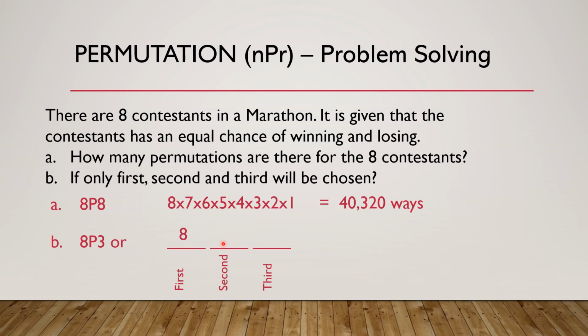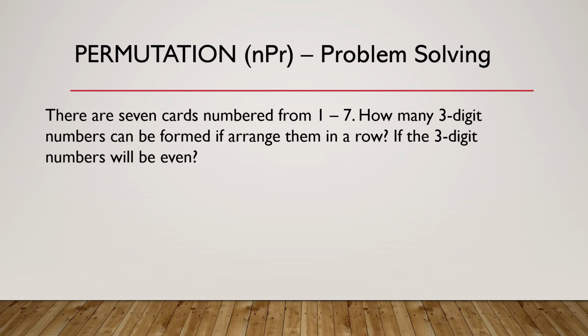Why is it 7? Because we have a first place, so we are using 1 contestant already. Therefore, we now have 7 choices. And what about the third? Since we are using 2 contestants for the first and second, there will be 6 choices. So 8 times 7 times 6 is 336 ways.